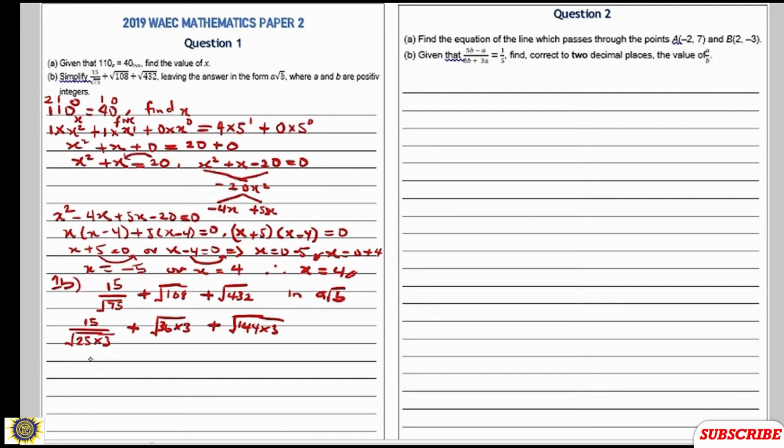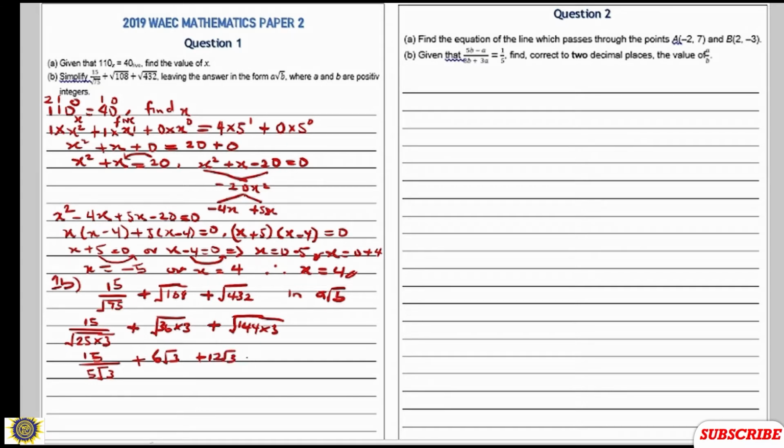Now let's simplify them by bringing out the square root of the perfect squares. So we have 15 all over, root 25 is 5, so 5 root 3 here. Plus root 36 is 6, so 6 root 3, plus root 144 is 12, so 12 root 3.